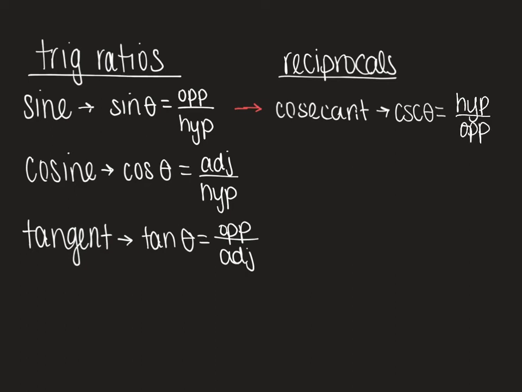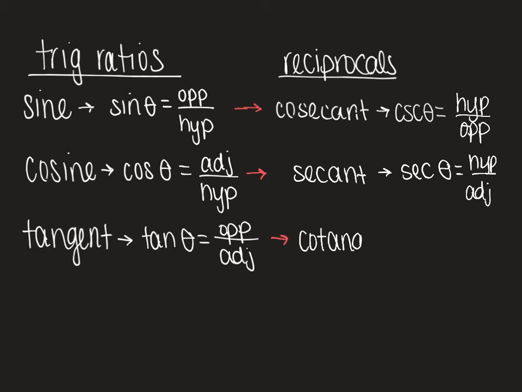Okay, now we can move down to cosine. The reciprocal of cosine is secant. That's going to get shortened to SEC of theta, and that's going to be the reciprocal of cosine. So this is hypotenuse over adjacent. Now our last one kind of makes the most sense. It's called cotangent. That's going to get shortened to COT of theta, and that'll be the reciprocal. So it's going to be the adjacent over the opposite.